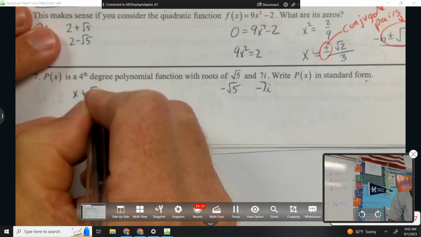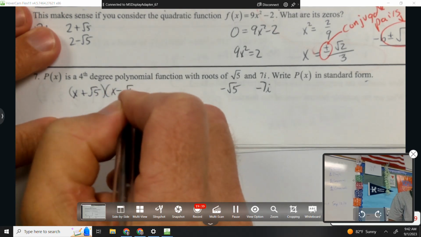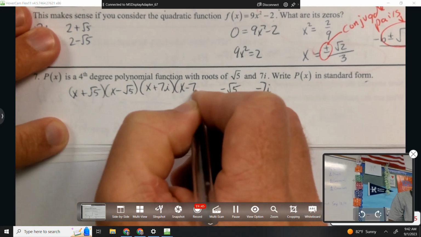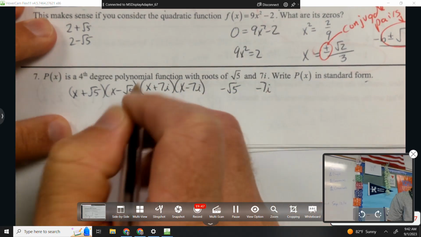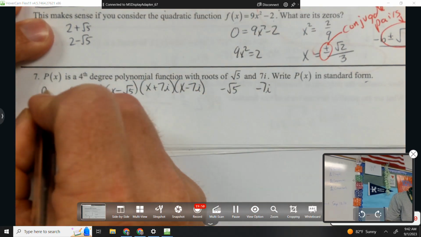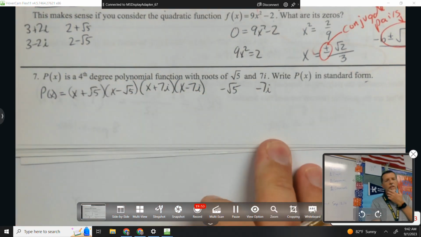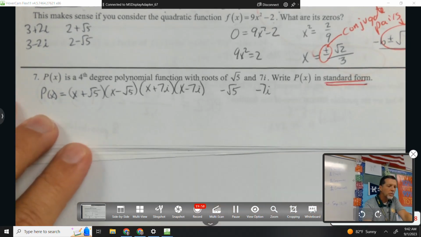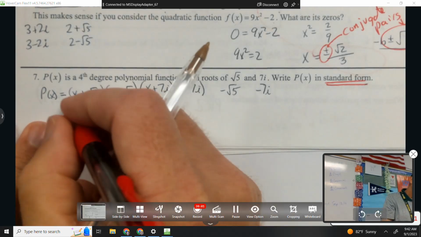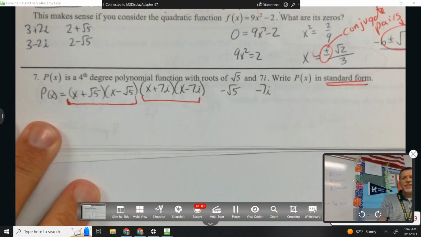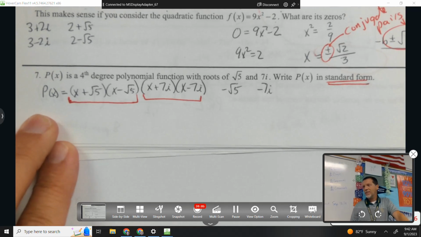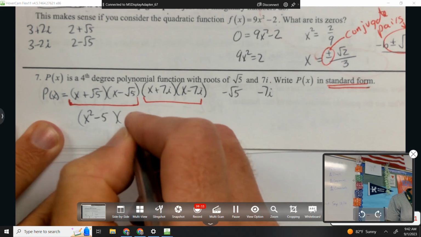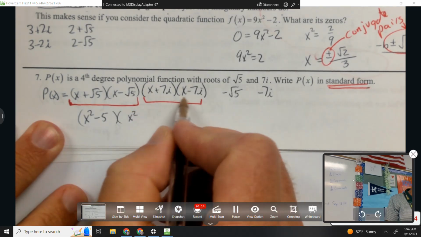So x plus root 5, x minus root 5, x plus 7i, x minus 7i. So that's almost done, but it does say standard form, so I got to multiply it out. But it's not too bad because the conjugate pair things will make things go away. So x squared minus 5 times x squared. Oh, let's be careful on this one.